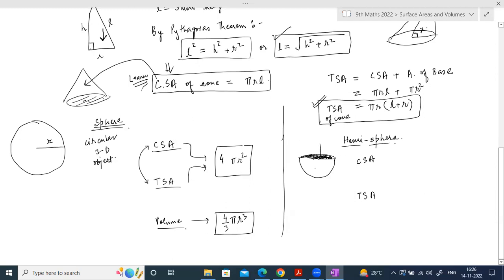can you visualize how it will look? Can you give some example of a hemisphere, a real life object? Sir, it can be a bowl. Yes, it can be a bowl. What about the ice cream scoop on the softy cone? Right, this is a cone, and this could be a hemisphere. The ice cream scoop, half.